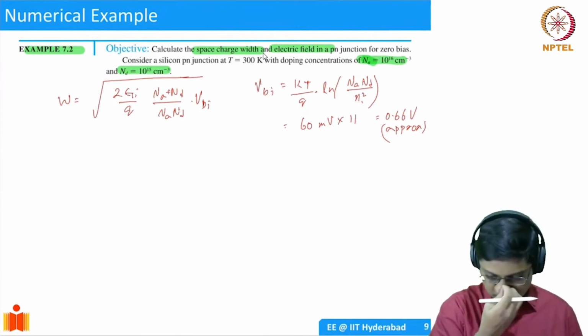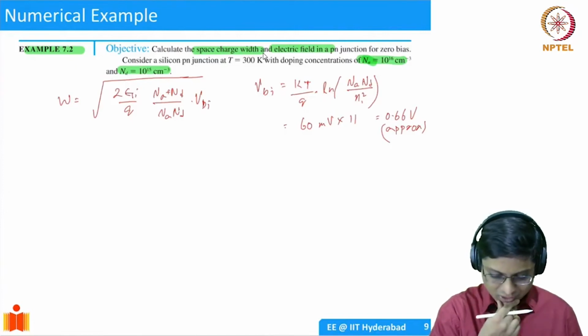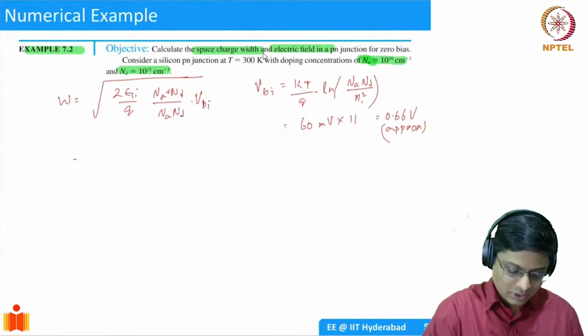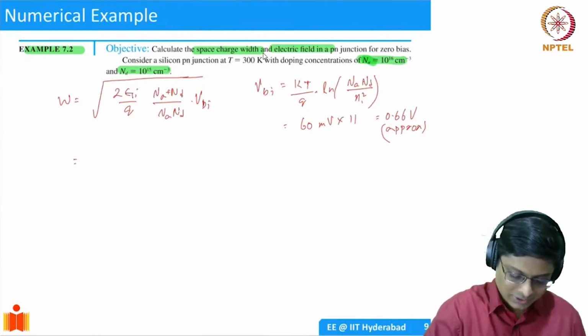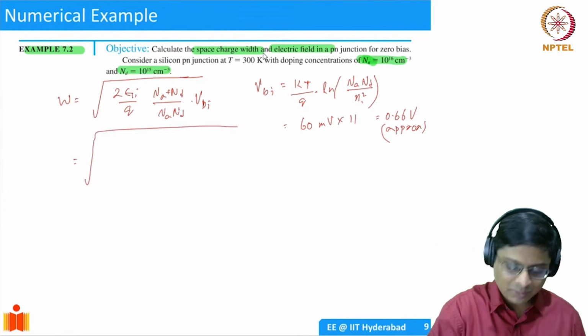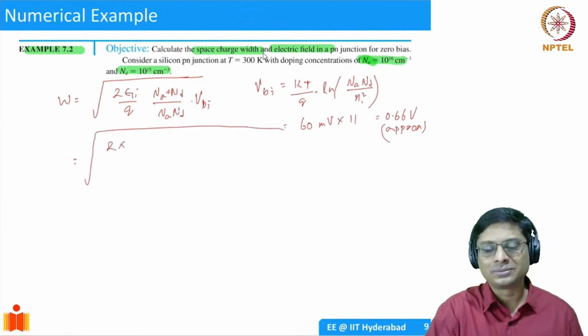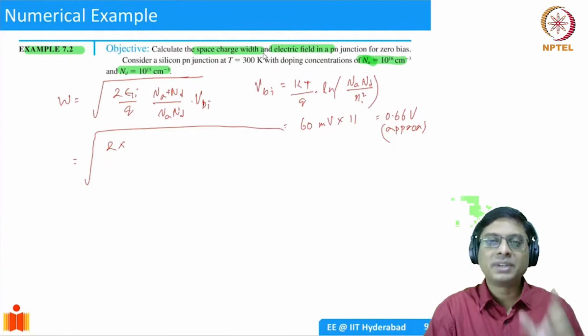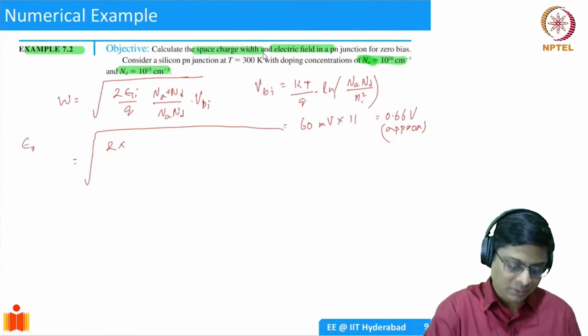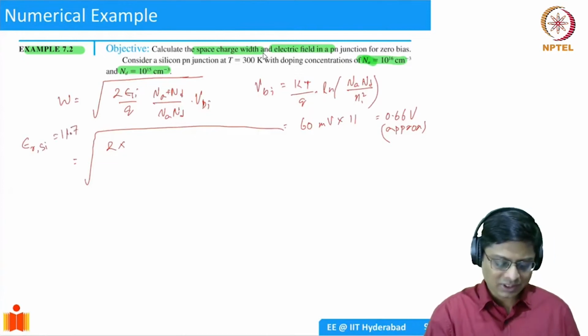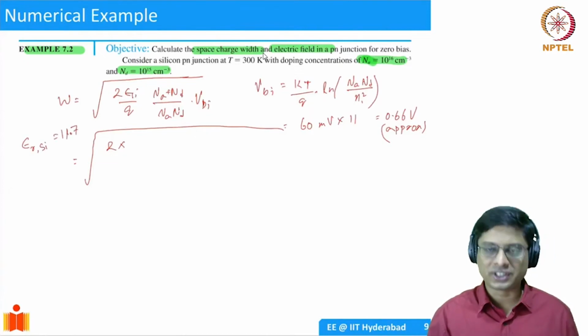So now we got the built-in voltage, so we can easily compute. I could leave it to you, but I just want you to note a couple of small things here. So 2 into epsilon silicon. What is epsilon silicon? Epsilon silicon is going to be the permittivity of silicon. The relative permittivity of silicon is 11.7. I didn't tell you, but the relative permittivity of silicon is 11.7.